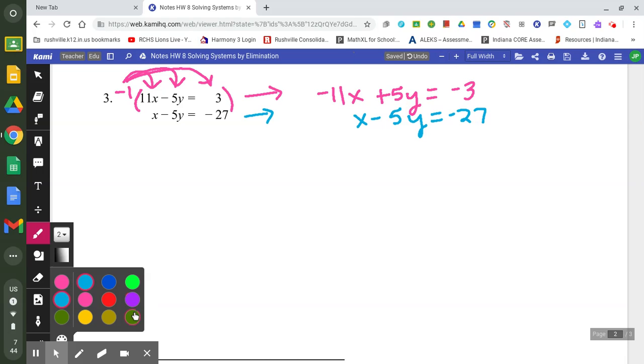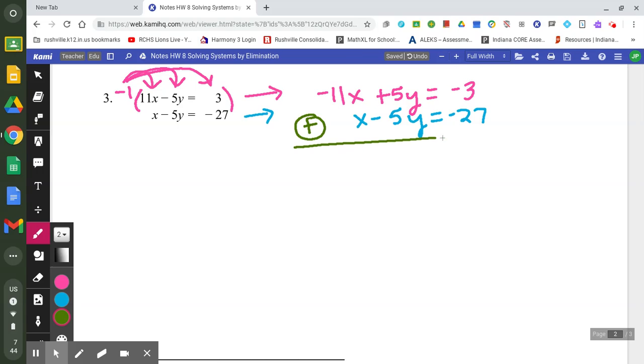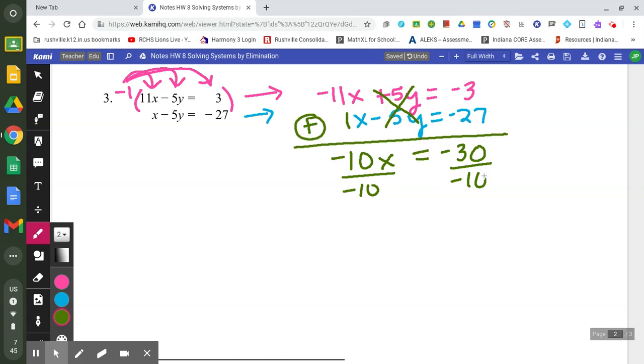So these are now ready to add together. So negative 11x plus 1x is negative 10x. My positive 5y, negative 5y cancel, equals, and negative 3 minus 27, negative 30. Divide by negative 10 on both sides of the equal sign. So x equals a positive 3.